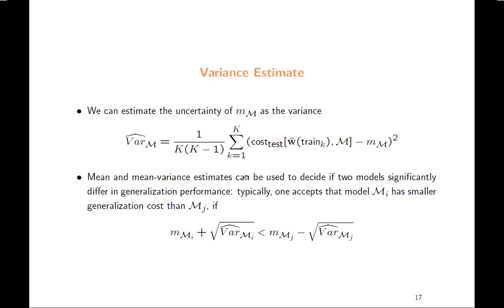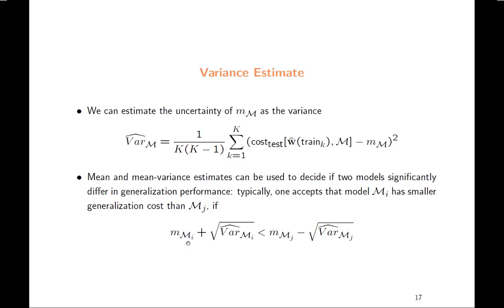So this is how you calculate the variance of a particular model. It's essentially an empirical difference, and you divide by k times k minus 1, because you're not interested in the variance of the different models, but in the uncertainty in your estimate. So that's why you divide twice.